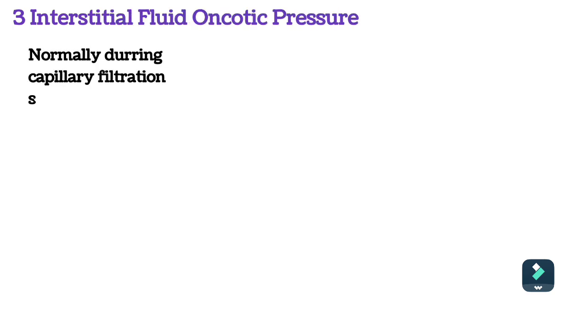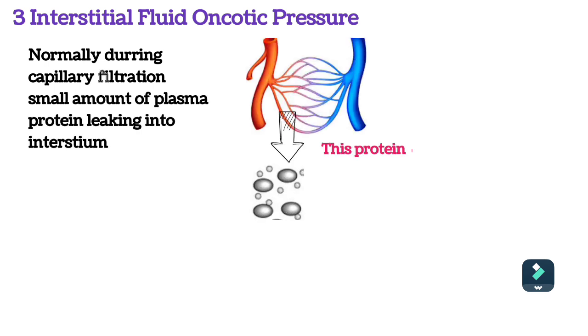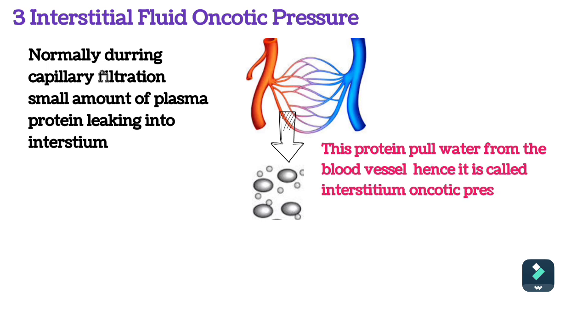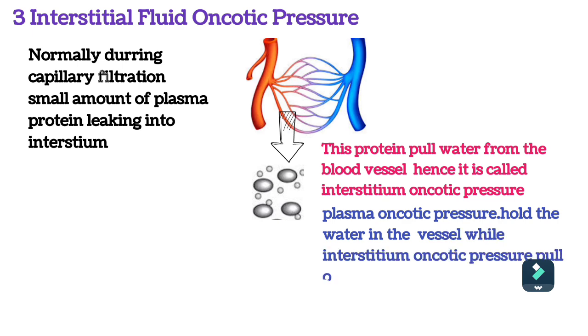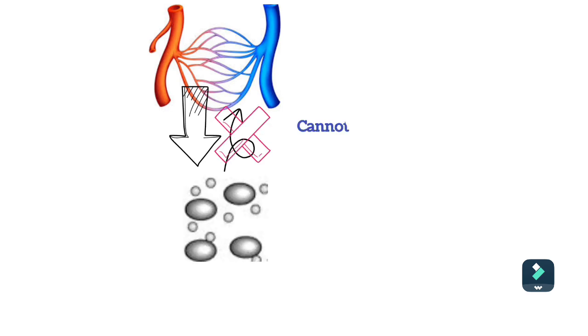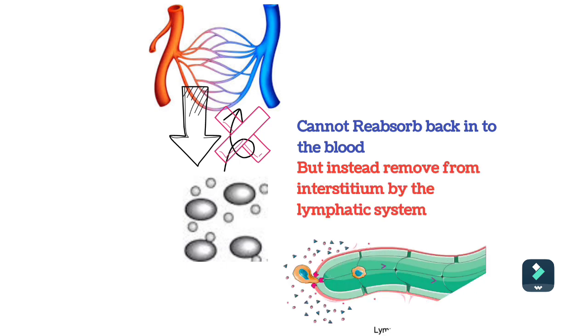3. Interstitial fluid oncotic pressure. Normally, during capillary filtration, a small amount of plasma protein leaks into the interstitium. This protein pulls water from the blood vessels, hence it is called interstitial oncotic pressure. Plasma oncotic pressure holds the water in the vessel, while interstitial oncotic pressure pulls out water from the vessels. An important point to remember is that the protein leaked from blood to the interstitium cannot be reabsorbed back into the blood, but instead is removed from the interstitium by the lymphatic system and returned to the blood.